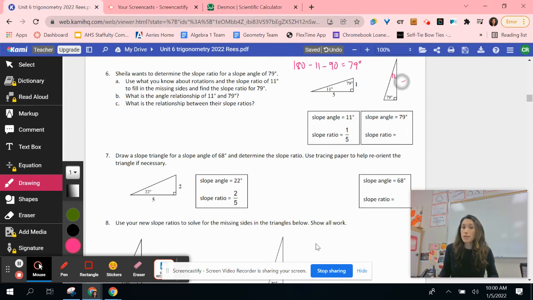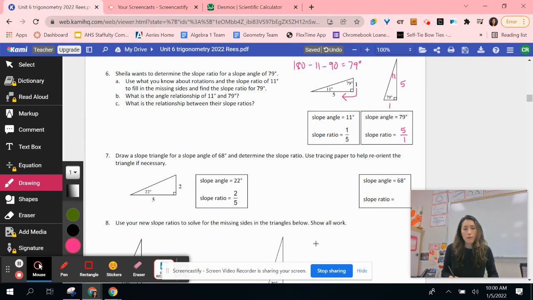What ends up happening is this 5 and 1 end up flipping with each other. So when we have our slope angle 11, the ratio is 1/5. So 11 degrees, the ratio is 1 over 5. Remember, change in y over change in x. But if we look at 79 degrees, it's 5 over 1. So we can just put 5 over 1, or you can put that as 5 if you want as well.